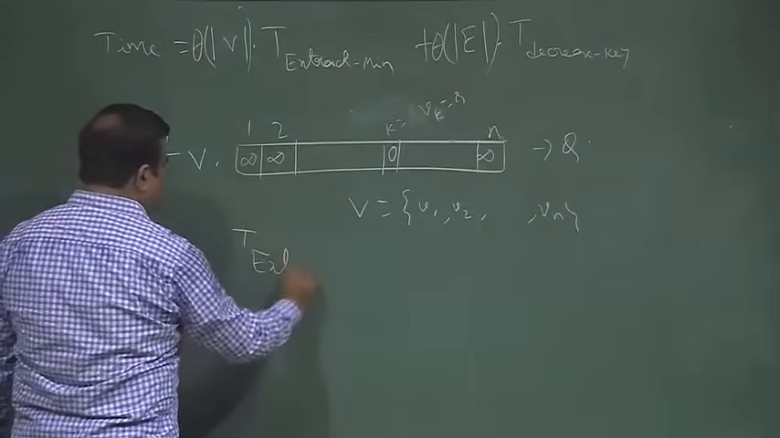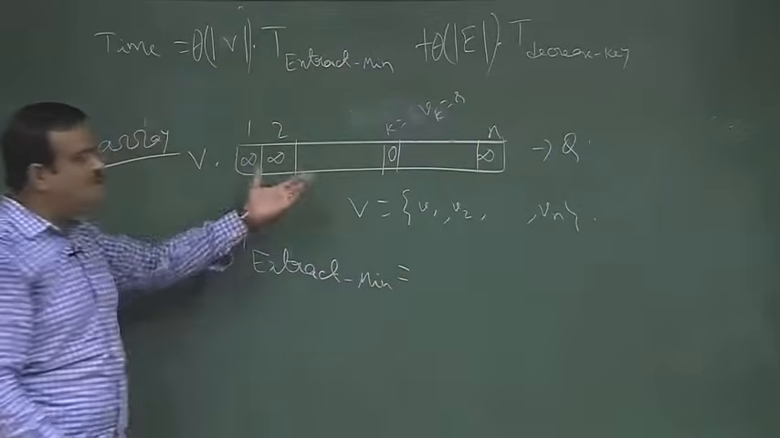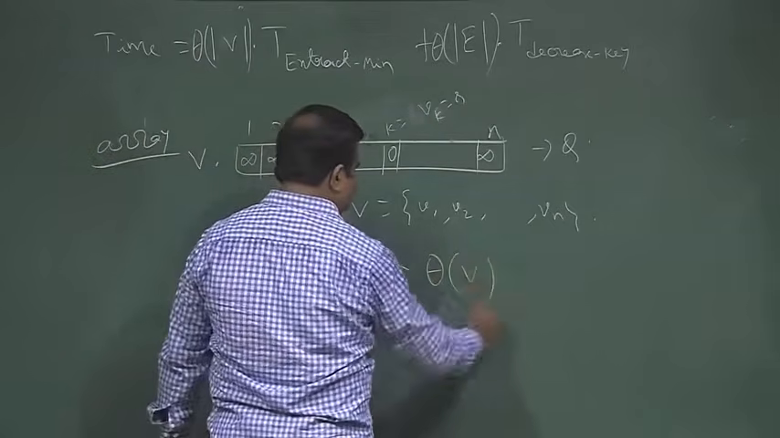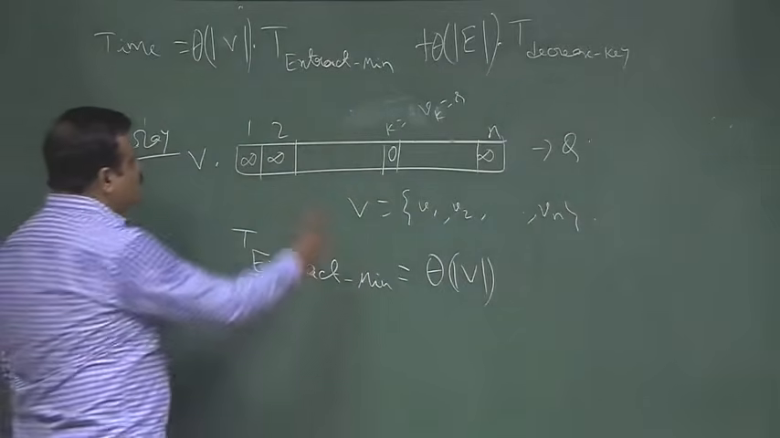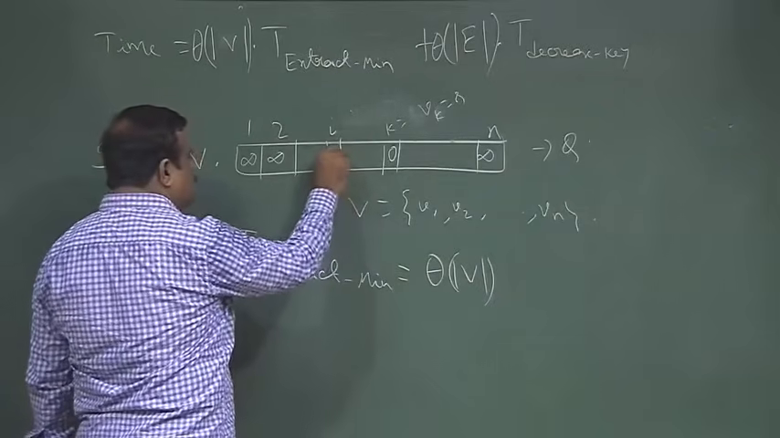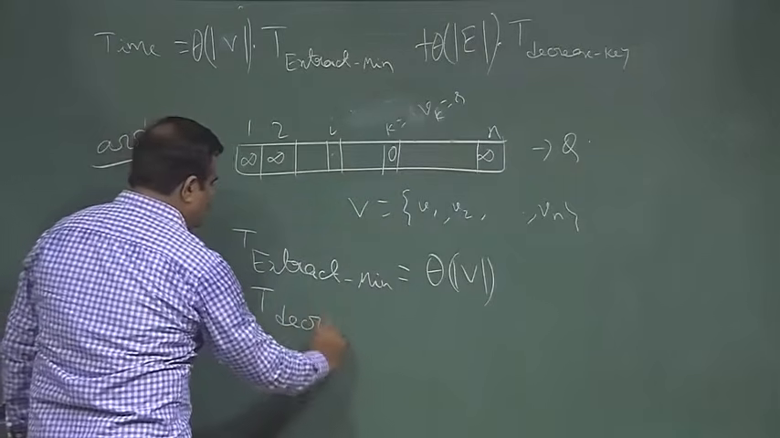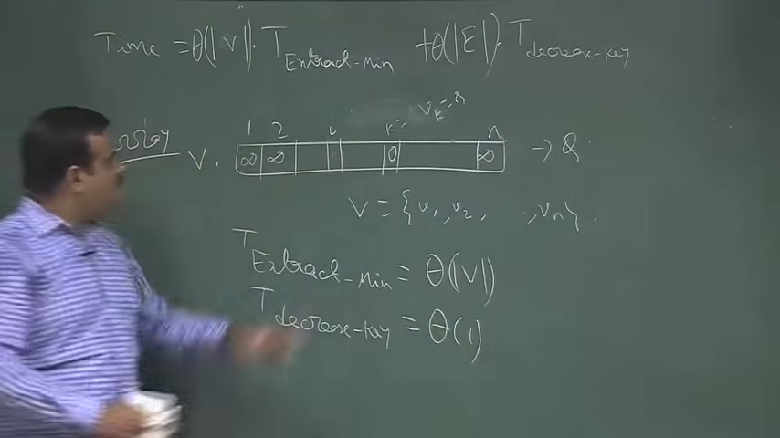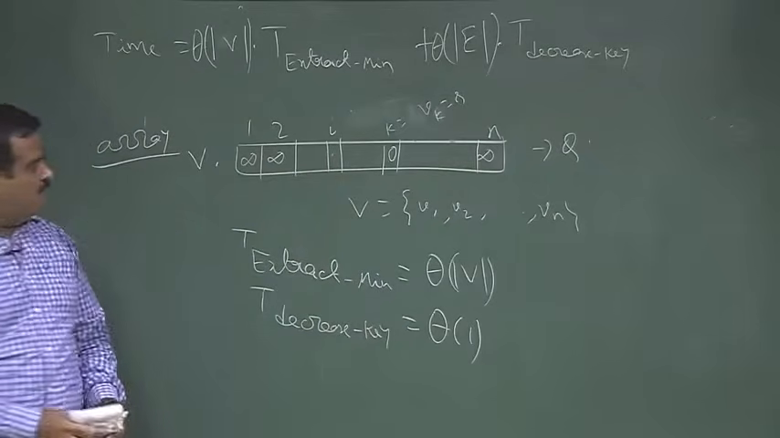So, extract min will take how much time? Because this is an unordered array, we have to scan all the elements. So, this is basically order of V time. And now decrease key. Suppose we have to decrease this value, this is the ith position. We have to go to this position and change it. So, decrease key will take constant time, because we are going to that particular position and changing the value.